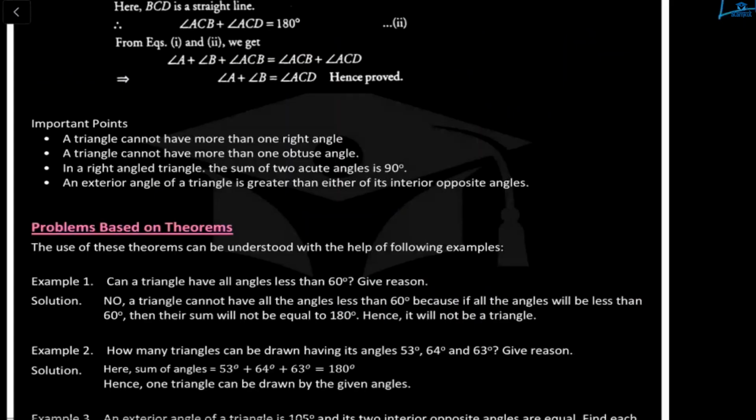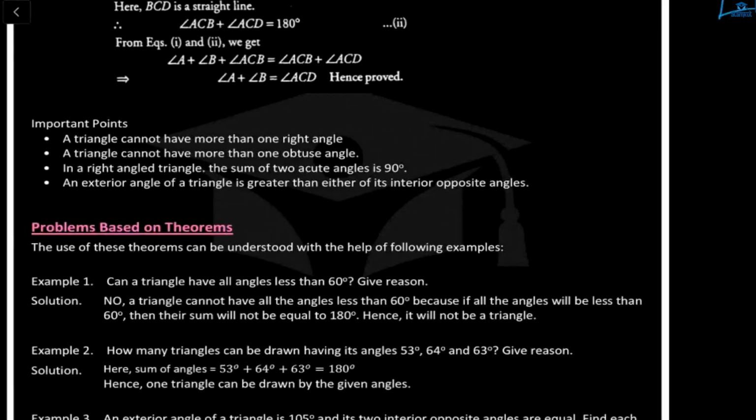Now, some important points. I think I've already told you. A triangle cannot have more than one right angle. Otherwise, it will not be a triangle, because the sides will not be able to join at the vertex. A triangle cannot have more than one obtuse angle. Again, if there is more than one obtuse angle, it will not be a triangle. It will be a different shape only.